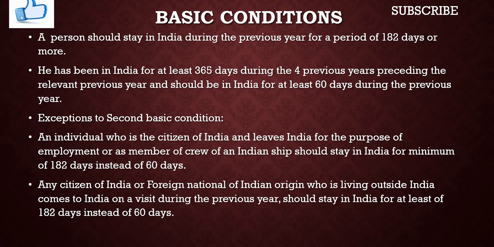Then the second basic condition is that he has been in India for a period of at least 365 days during the 4 previous years preceding the relevant previous year, and should stay in India for a period of 60 days during the previous year. So it means that, say for example, assume that we are determining the residential status for the assessment year 2020-21. So the assessment year is 2020-21, whereas the previous year is 2019-20. So during the year 2019-20 he should stay for a period of 60 days, whereas in the 4 previous years preceding 2019-20, like 2018-19, 2017-18, 2016-17, 2015-16, in these 4 years his total number of days of stay should be 365 days here.